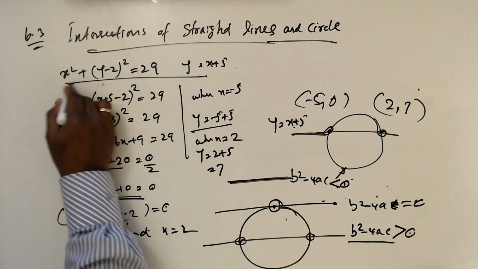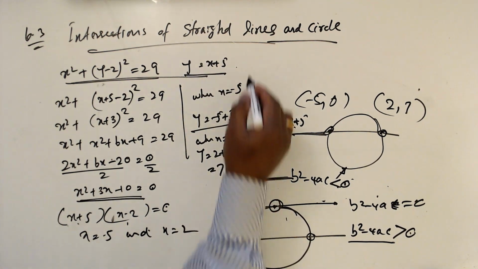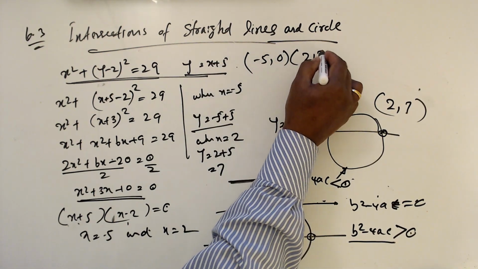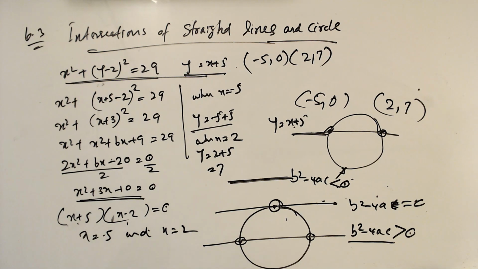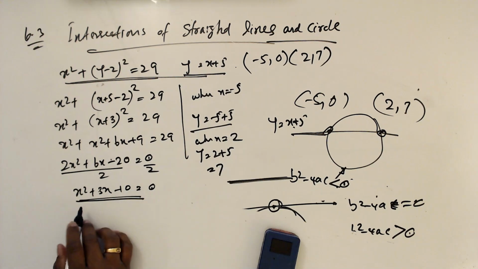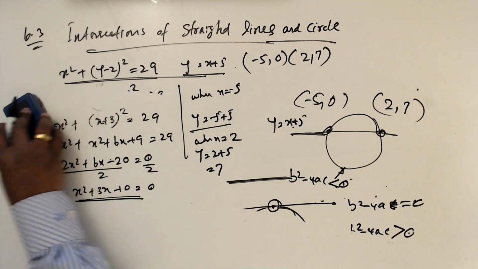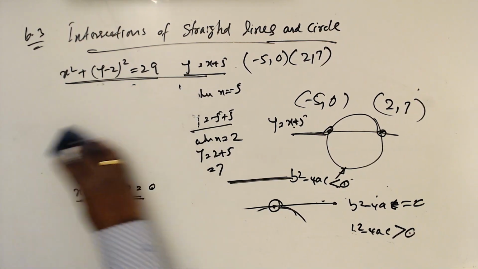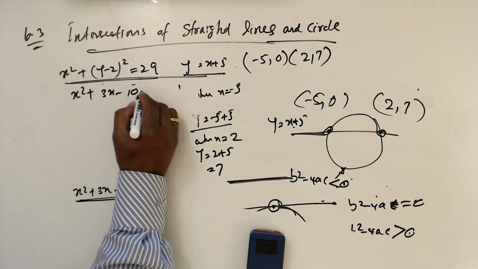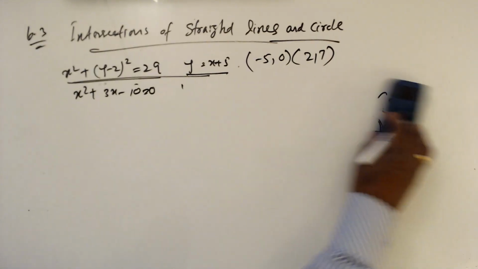So this is the equation. Circle, this is the line, and they intersect at 2, 7. And the quadratic equation is x square plus 3x minus 10 equals 0. We'll draw this one.